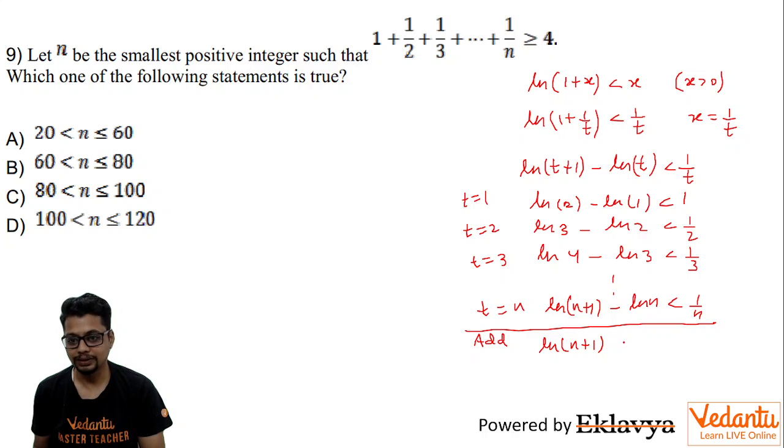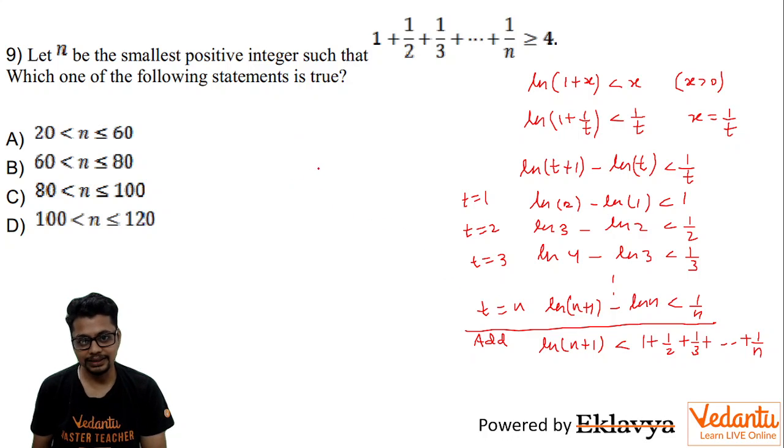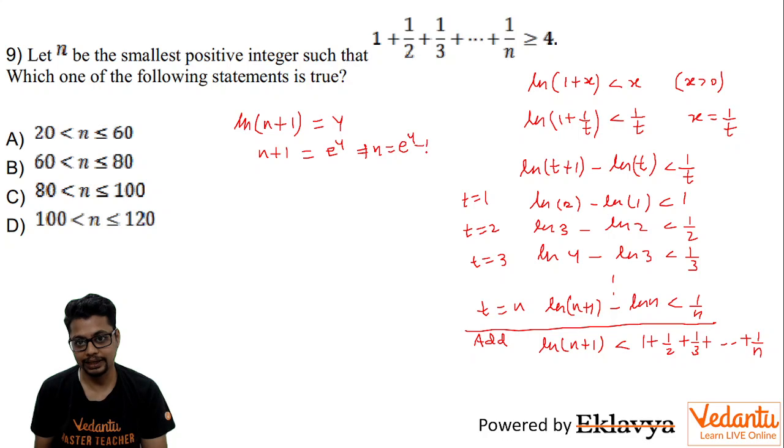So as you add, you get ln(n plus 1) minus ln 1, and ln 1 is 0, so ln(n plus 1) is less than 1 plus half plus 1 by 3 plus so and so forth plus 1 by n. Now what we are concerned about is that 1 plus half plus 1 by 3 plus so and so forth plus 1 by n should be greater than or equal to 4. So let's consider for what value of n would ln(n plus 1) be equal to 4. It's not so difficult. You can say n plus 1 is equal to e to the power 4, and that means n is equal to e to the power 4 minus 1.